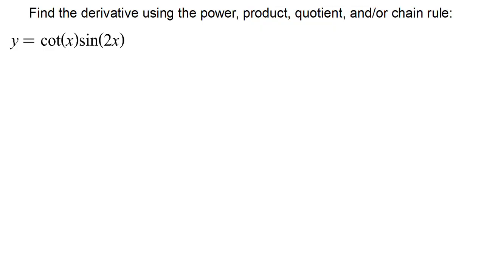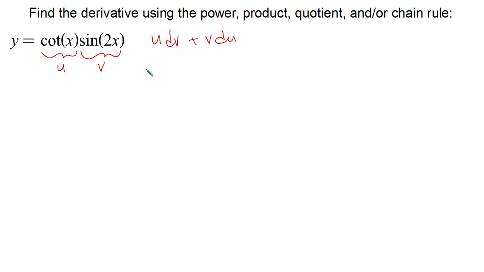For our next one here, we're looking at a product of two functions, cotangent x times the sine of 2x. So we've got a couple of different ways that we could look at this one. One is just to go and use the product rule right off the bat. And so if we use the product rule right off the bat, we've got u times v here. So we'll use u times the derivative of v plus v times the derivative of u.